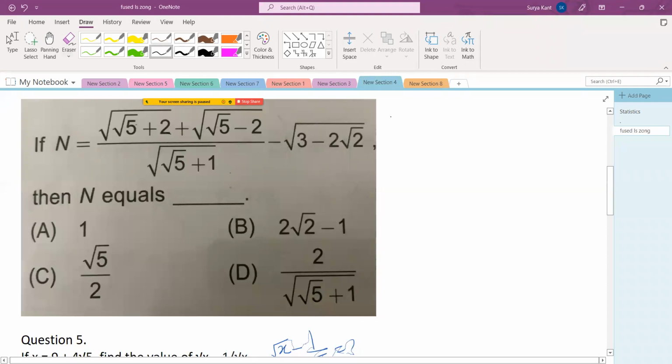If this n is given, no. Suppose P, I'm just writing it as P is equal to.